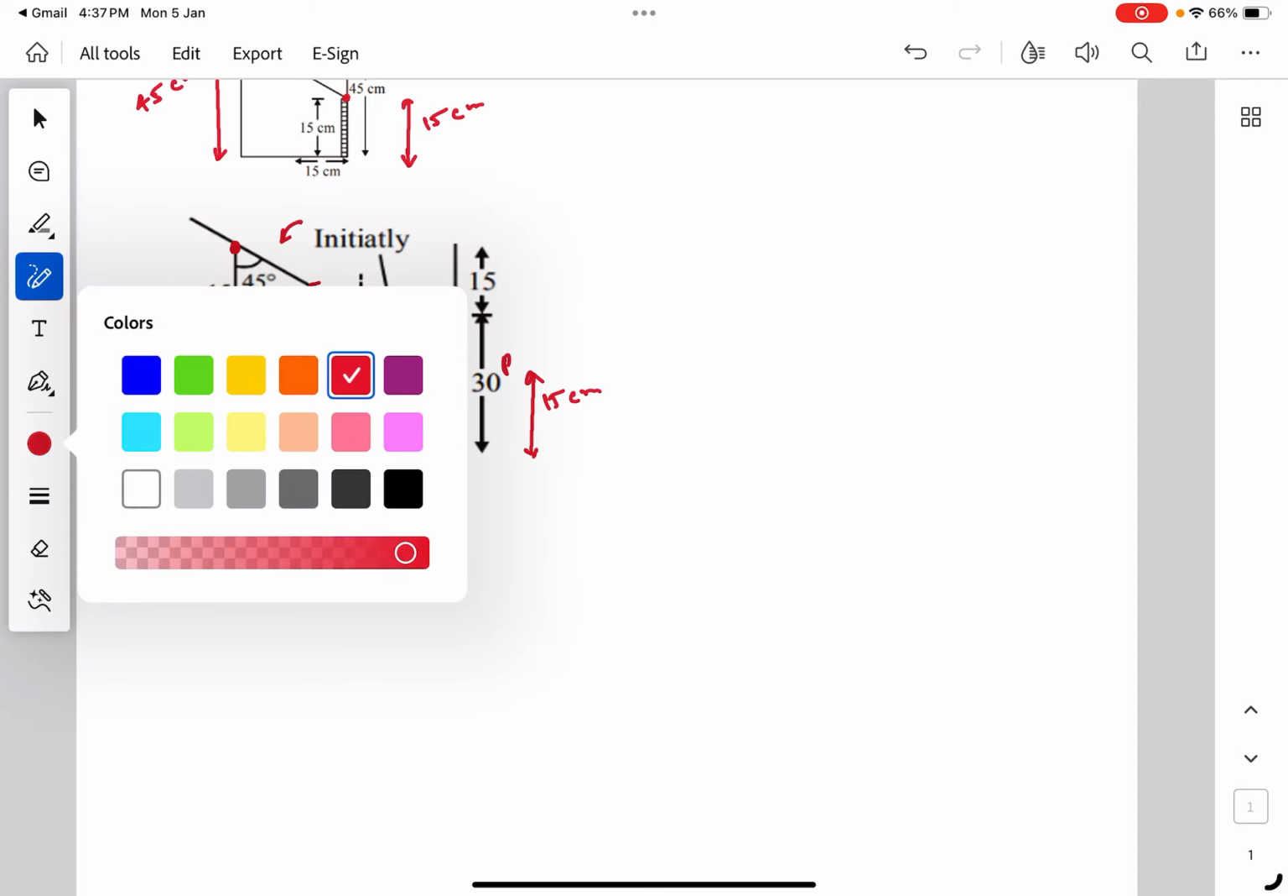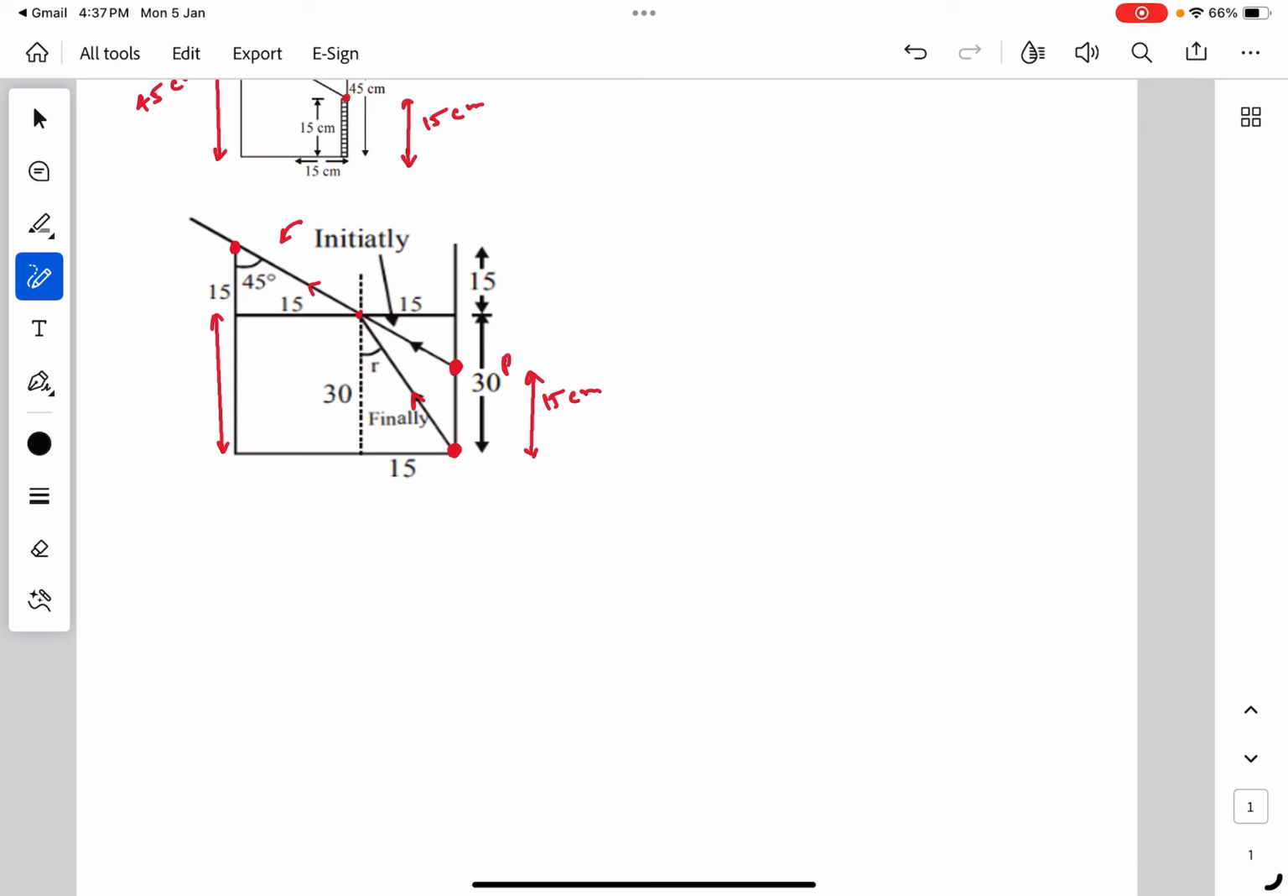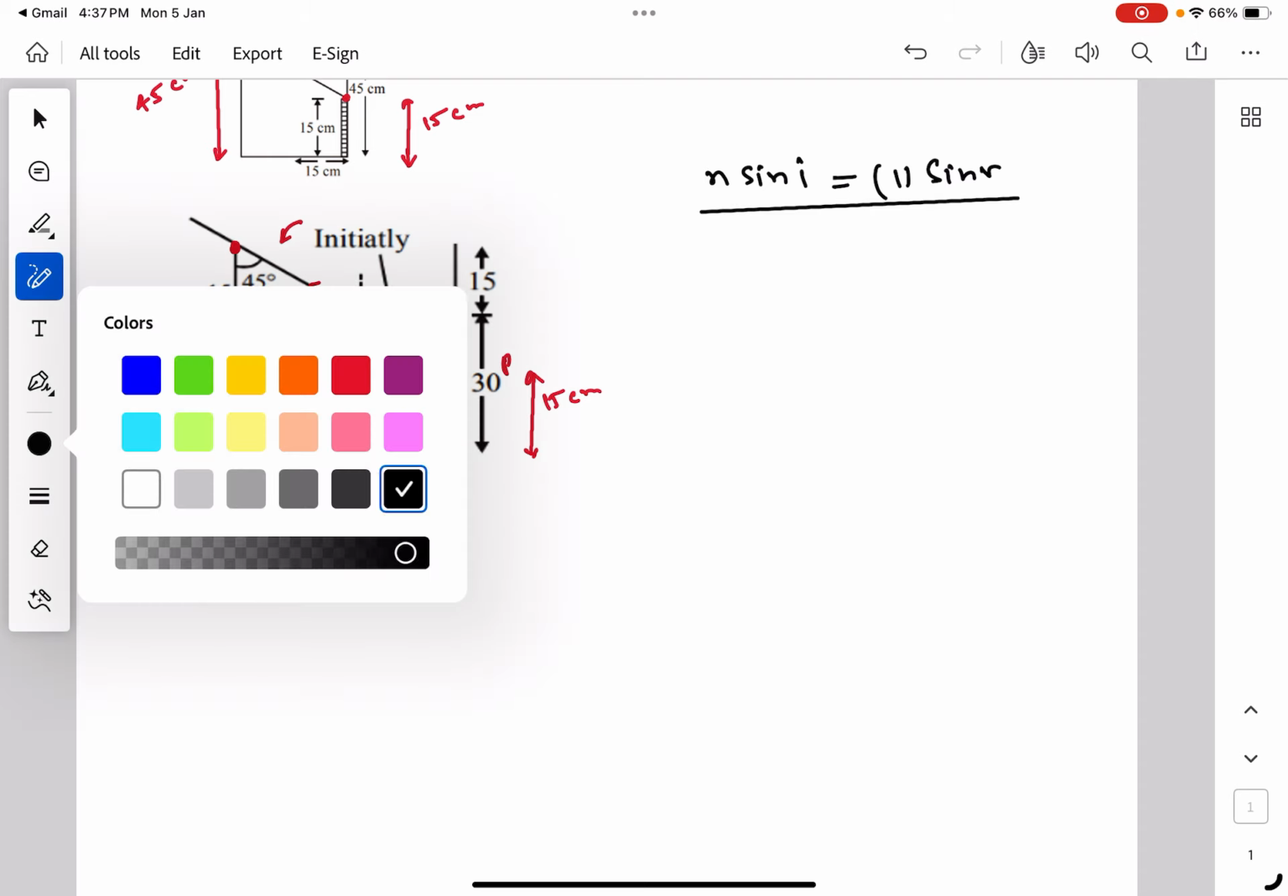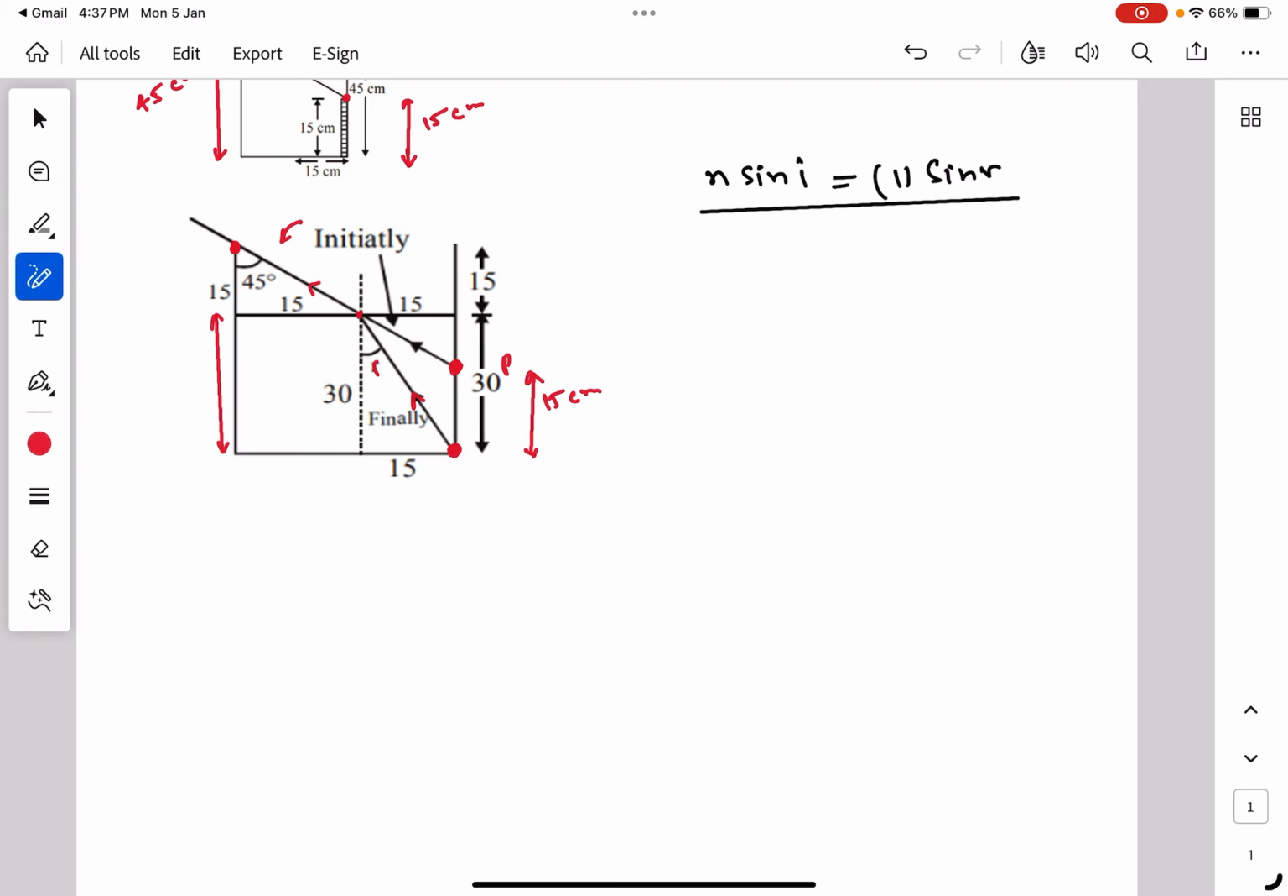Let us apply Snell's law. n sin i equal to 1 sin r. This is our angle of incidence and this is the angle of refraction.